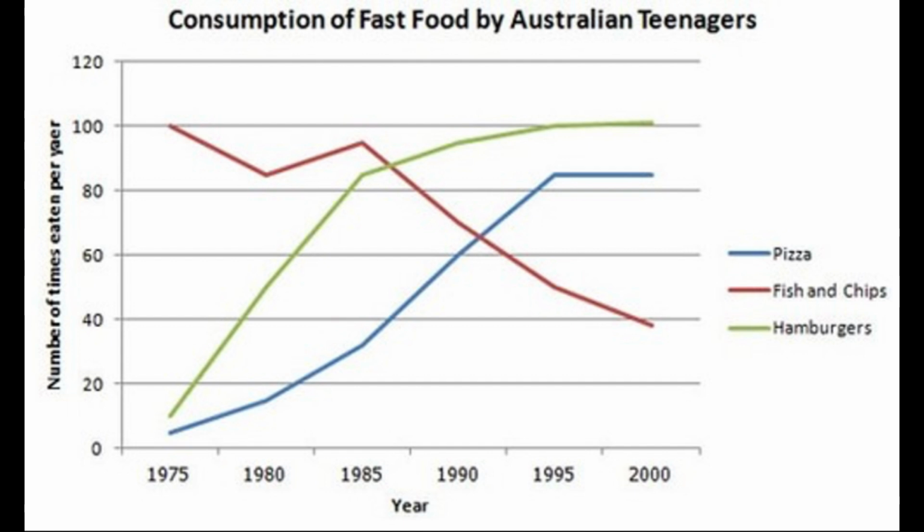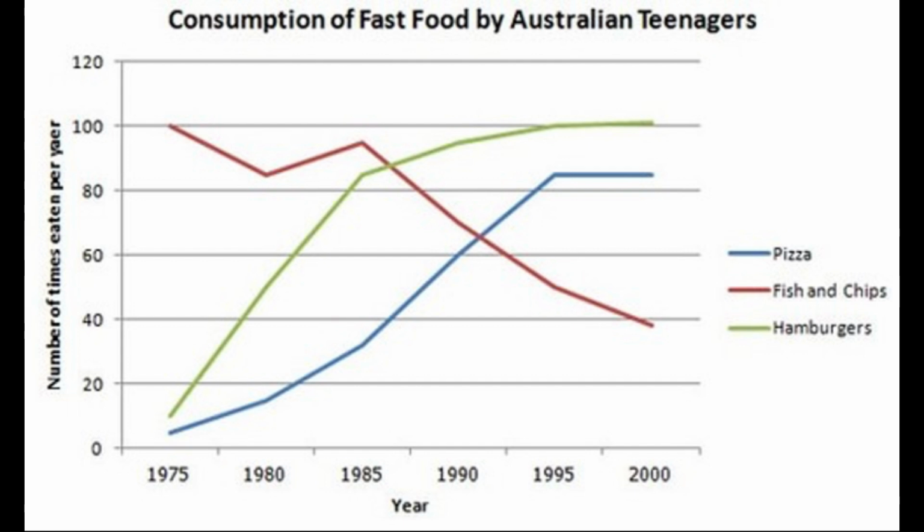The following graph gives information about consumption of fast food by Australian teenagers. The items include pizza, fish, and chips. You can see from this graph that the value of fish and chips in 1995 is around 50. You can see from this graph that the value of pizza in 1985 is around 30, which is lower.